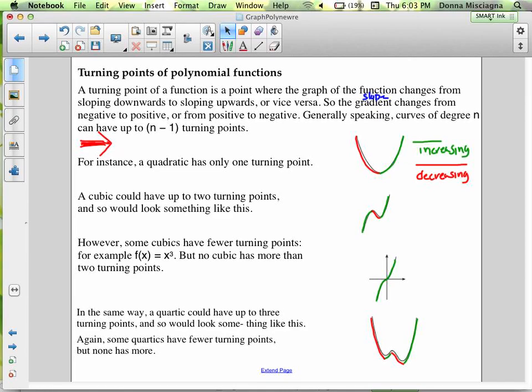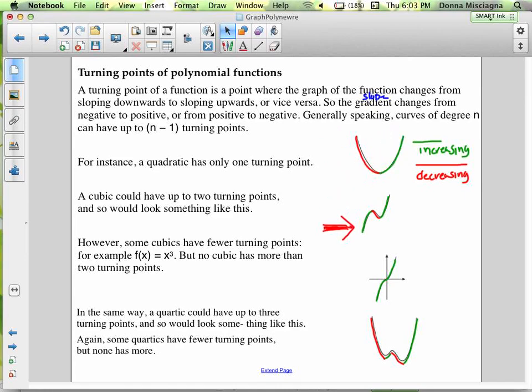It's either going to go from increasing to decreasing or decreasing to increasing. And our polynomial functions are going to have n minus 1 turning points, where n is your degree. So the number of turning points is 1 less than the degree. So this is degree 2. It's got 1 turning point. Decreasing, because y goes down left to right, and then increasing, y goes up. So here the y values are getting smaller, and then they're getting larger.